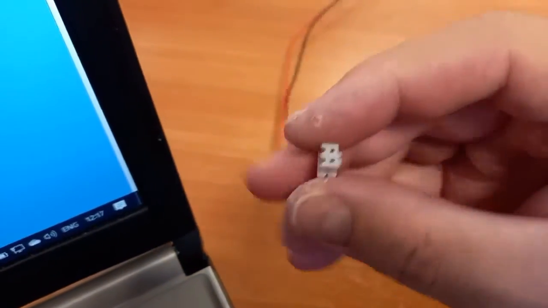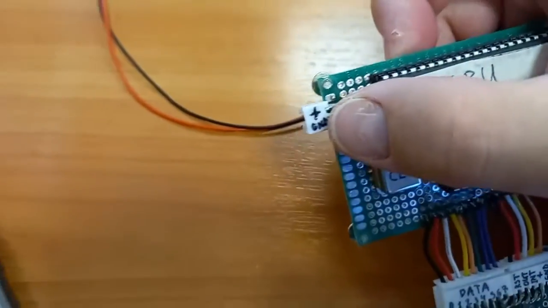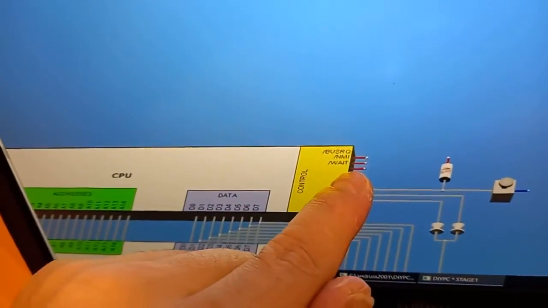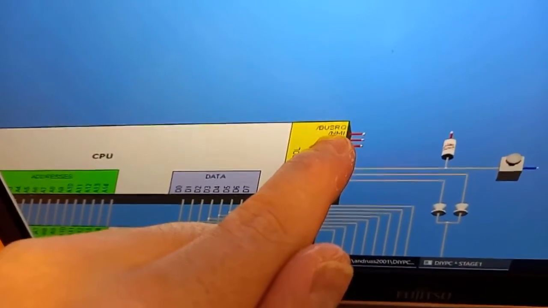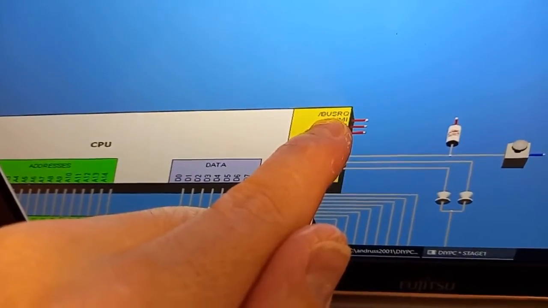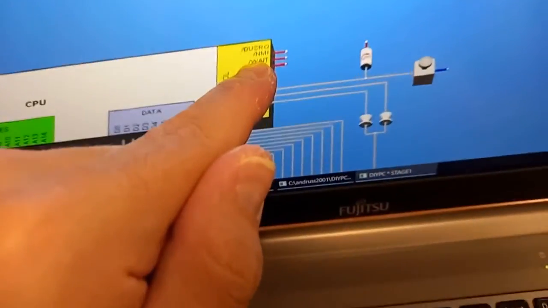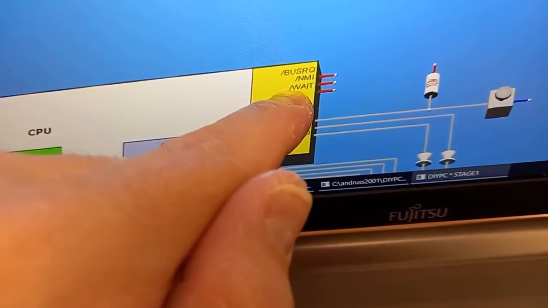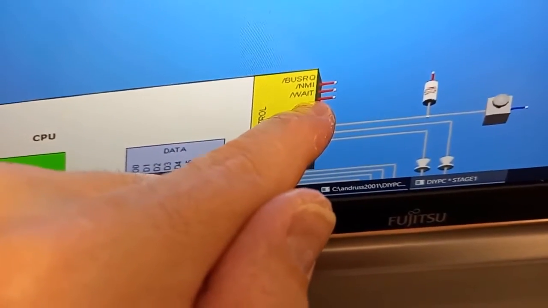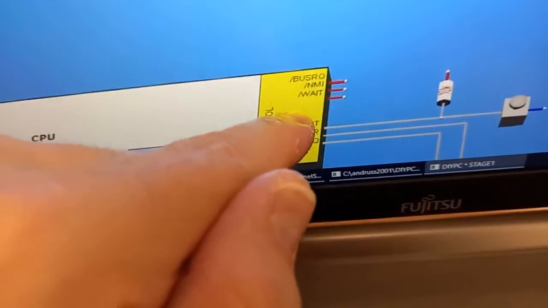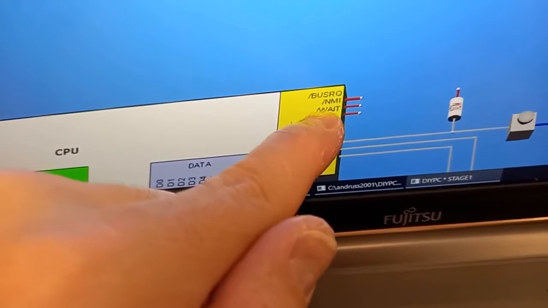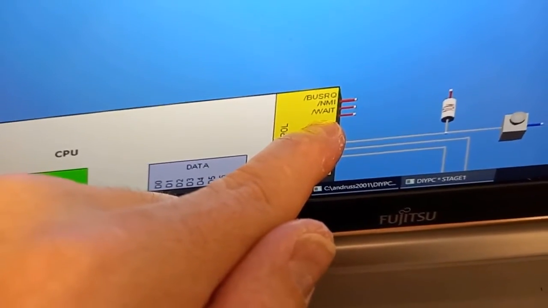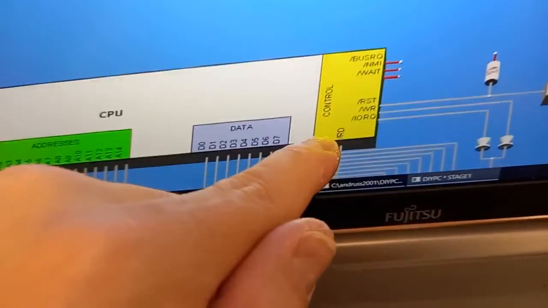Some will be directly connected to the plus, because we need to keep them disabled, and that is wait, non-maskable interrupt, and bus request. They are disabled when they are positive because we have a slash at the beginning of this name. That slash means when it's positive it's disabled, when it's 0 then it's enabled.